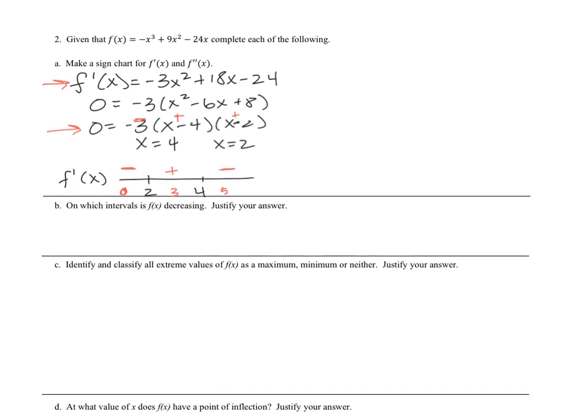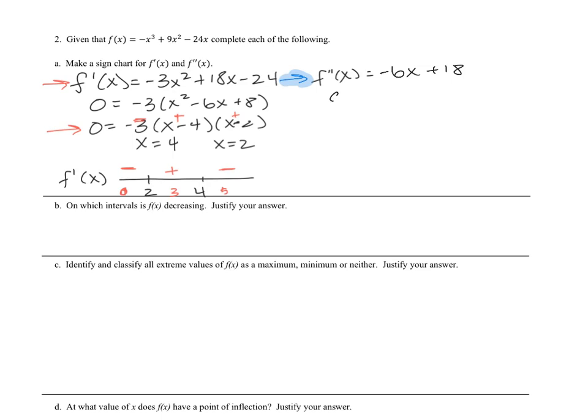Okay, so now I need to find the second derivative so that I can make a sign chart. And so to find the second derivative of f, I'm going to take the derivative of f prime. So I'm going to take the derivative of this function right here. Sorry, why do I keep doing the highlighter? Okay, there we go. So f double prime of x. When I take that derivative, I'm going to get a negative 6x and then a plus 18.